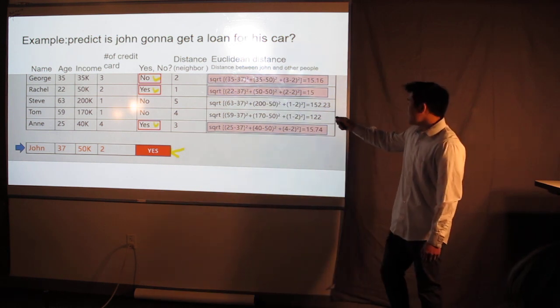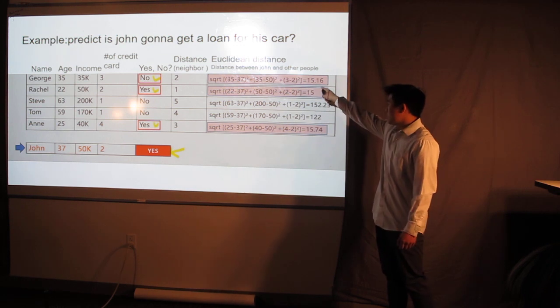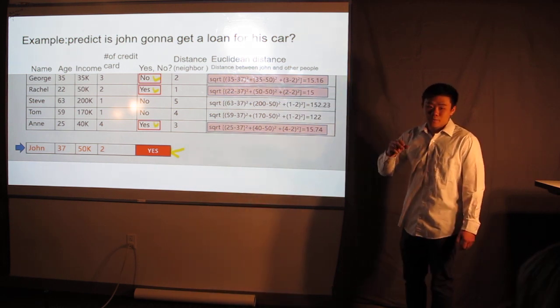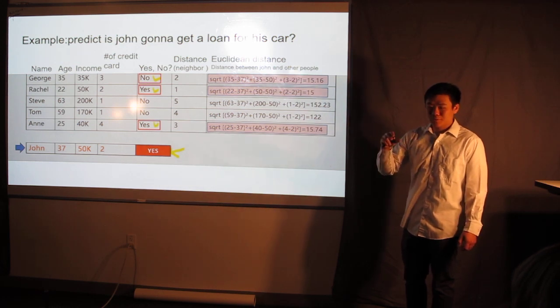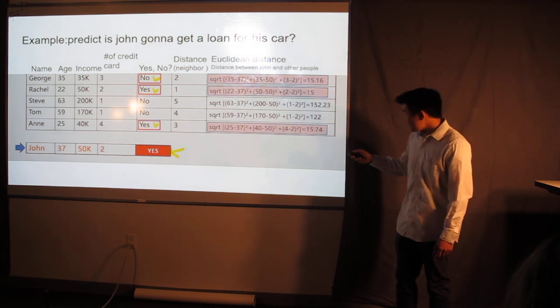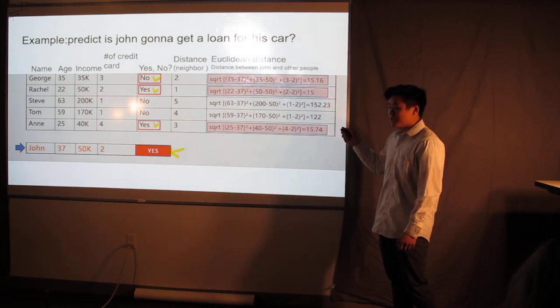Then they will do the math here. So the number 15 and 15 here is the distance between you and the person you want to predict and yourself. So you can get the distance between that.